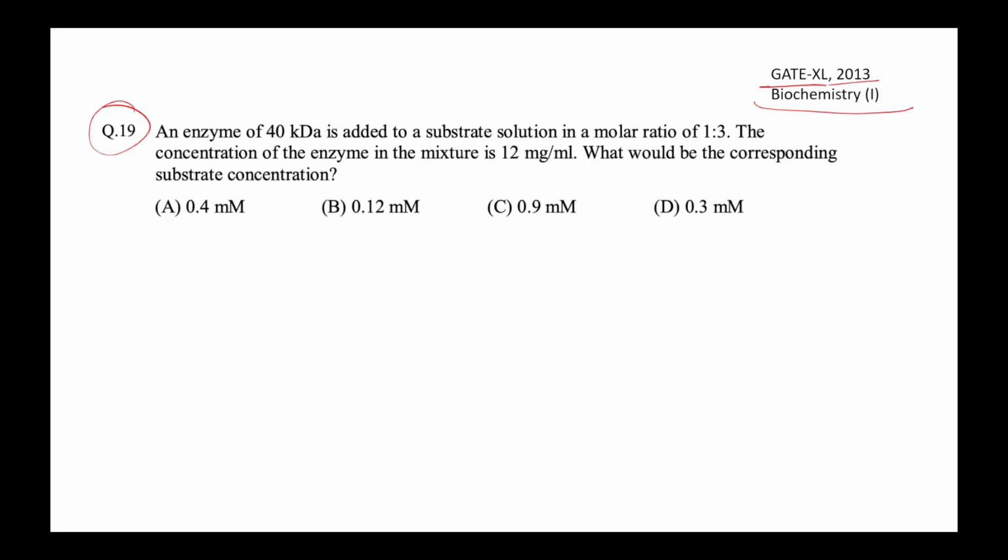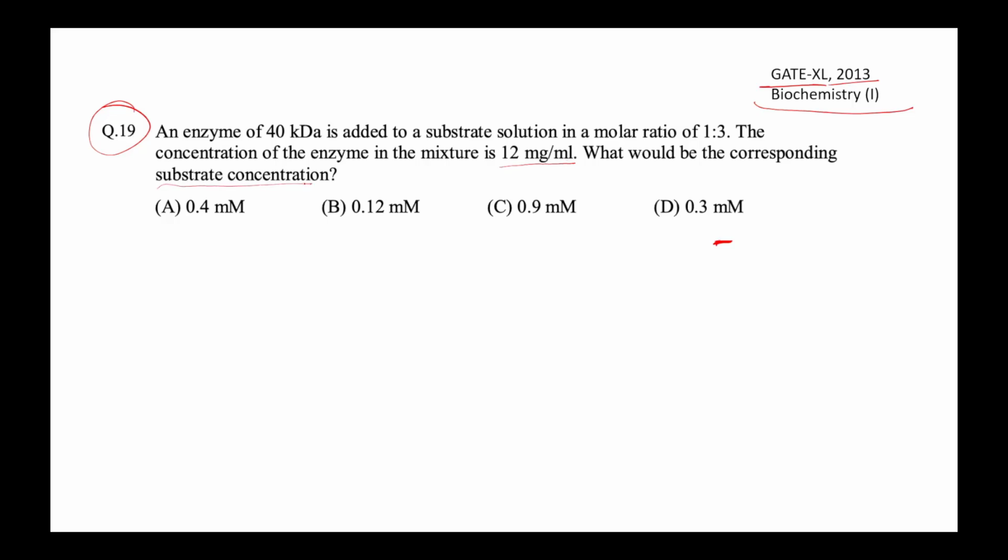The question reads: an enzyme of 40 kilodalton is added to a substrate solution in a molar ratio of 1 is to 3. The concentration of enzyme in the mixture is 12 mg per ml. What would be the corresponding substrate concentration?